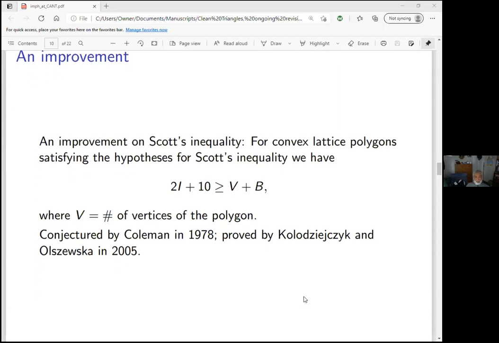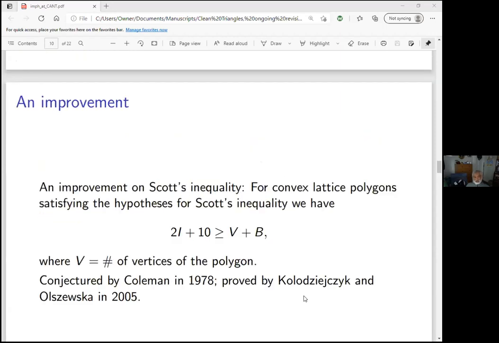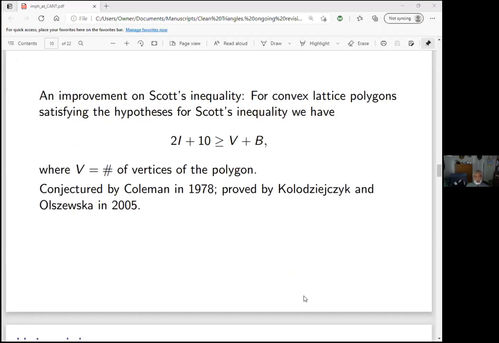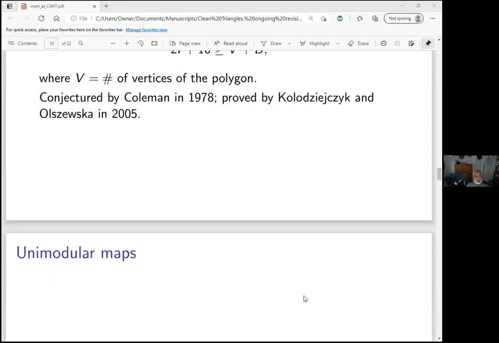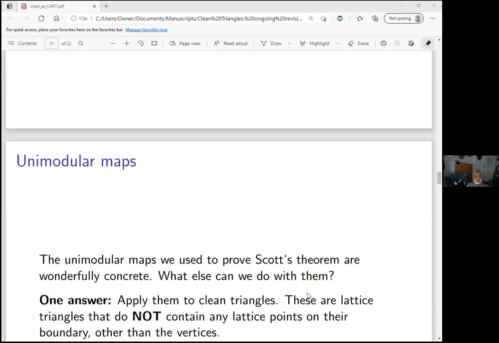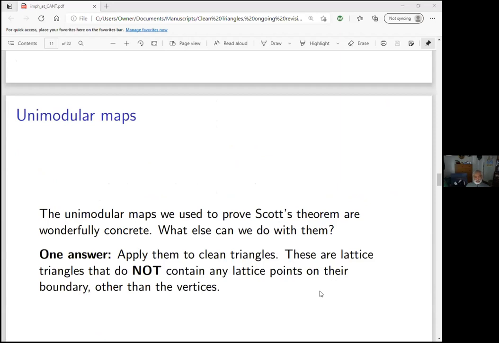Okay. All right, so that is the basic outline of how Scott's inequality was proved. And we were very taken by the unimodular maps that were used in Scott's theorem. And we asked ourselves, what else can we do with them? And one answer was to see what would happen if we applied them to clean triangles.